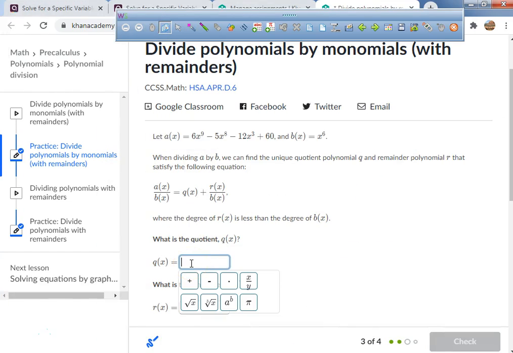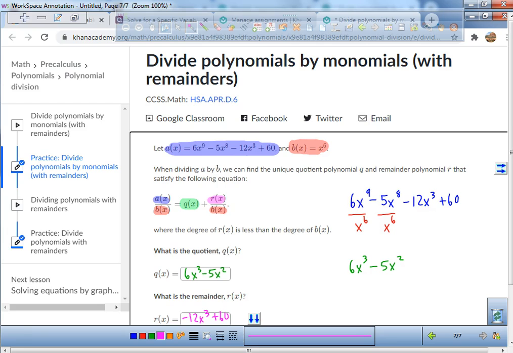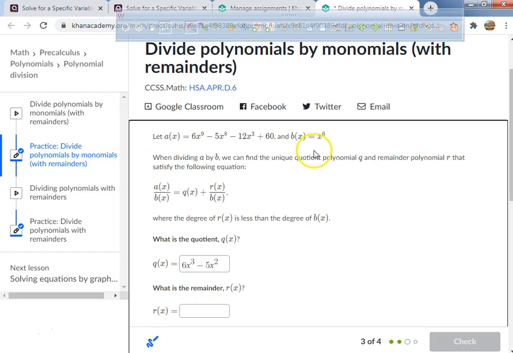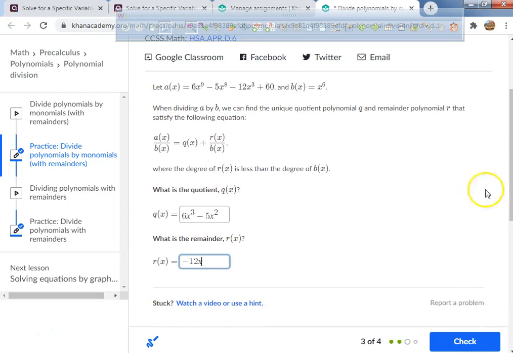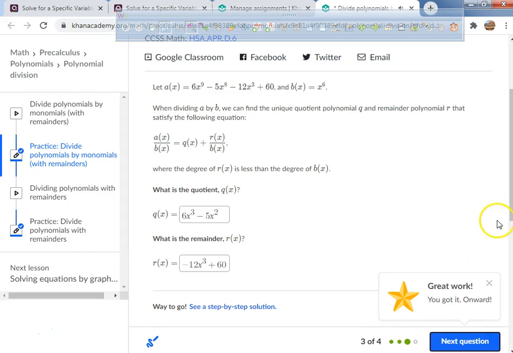So our quotient was 6x to the power of 3, and then it was minus 5x squared. And then we have a remainder of negative 12x cubed plus 60. And that's it. All right, so that's what you're doing.